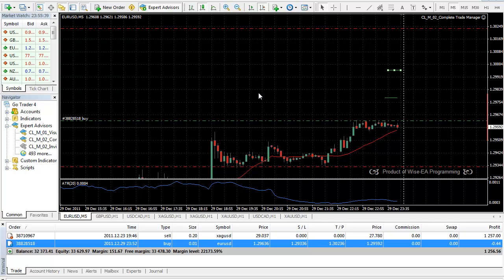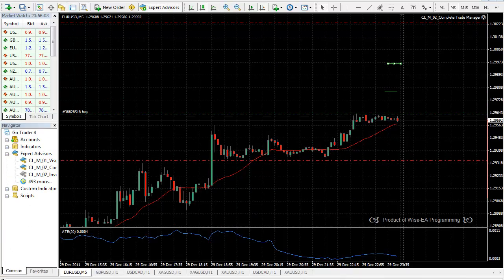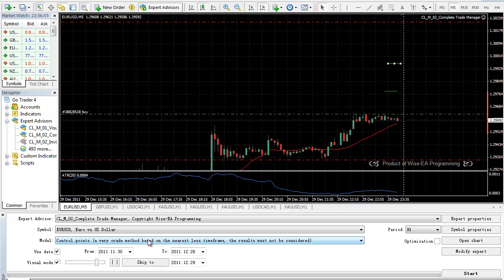Now, this EA, when you use it in real forward trading, does not submit trades. But in order to give you the capacity to backtest, I have chosen to submit one initial trade when you do backtesting. Now let's open our backtester so I can show you all the options.